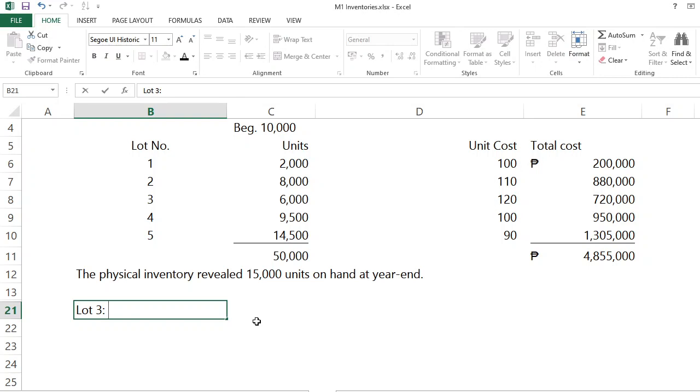And pila daw to dito? Okay, ang tanang 6,000 daw wala na halin. And that is 120 each. Therefore, how much is that? That is 720,000.